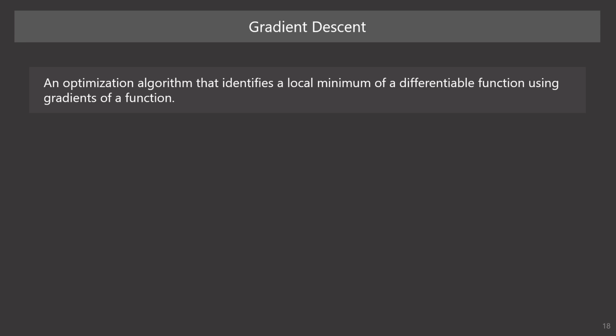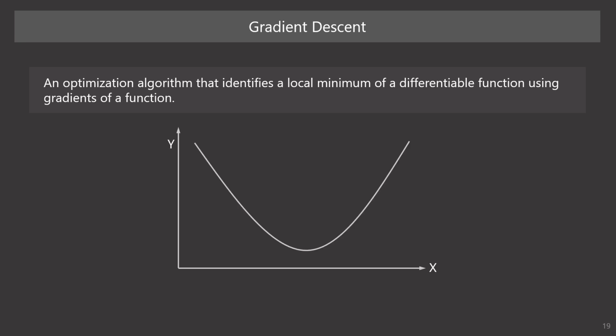Gradient descent is an optimization algorithm that identifies a local minimum of a differentiable function. More simply put, gradient descent finds the minimum value based on the gradient of a function. Let's look at the graph of a simple function. Using this example, let's identify the x value that minimizes the y value.